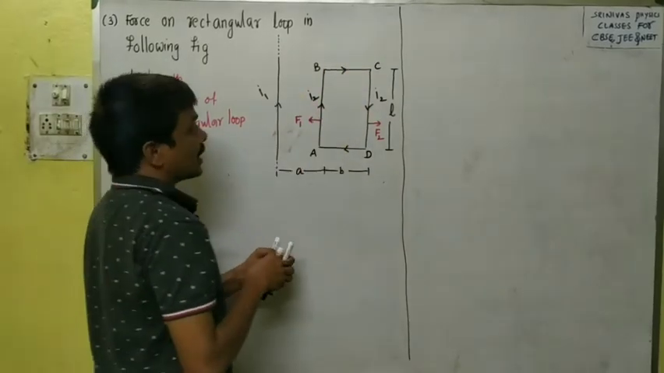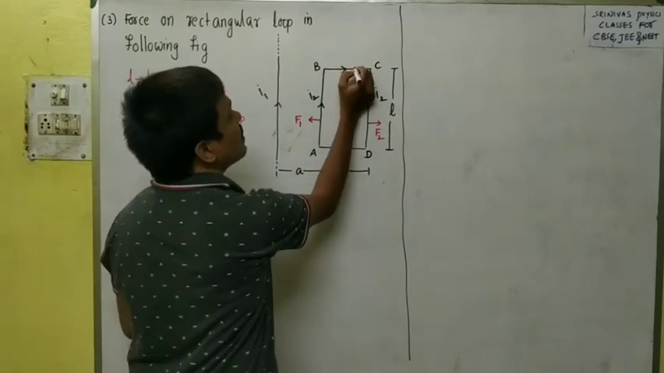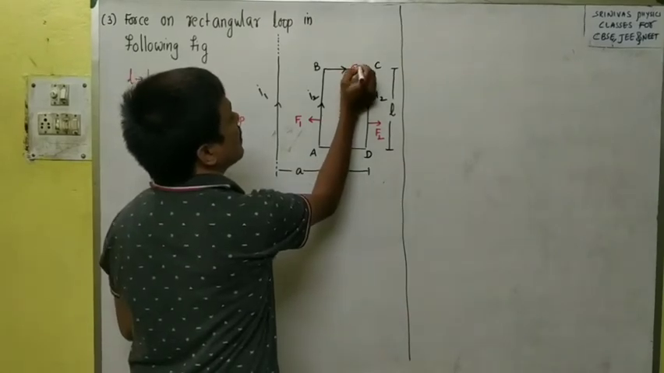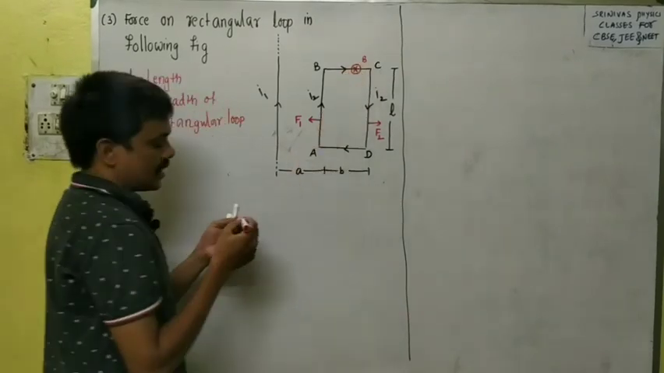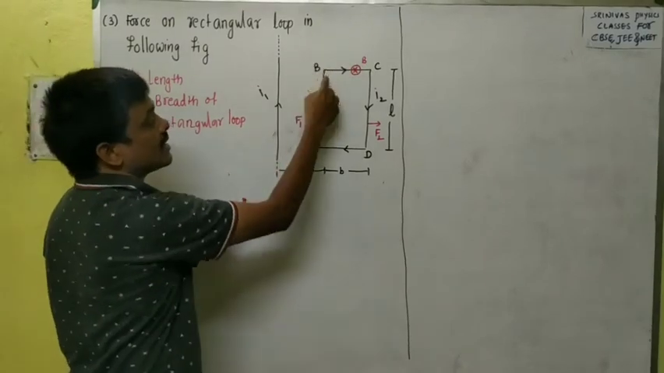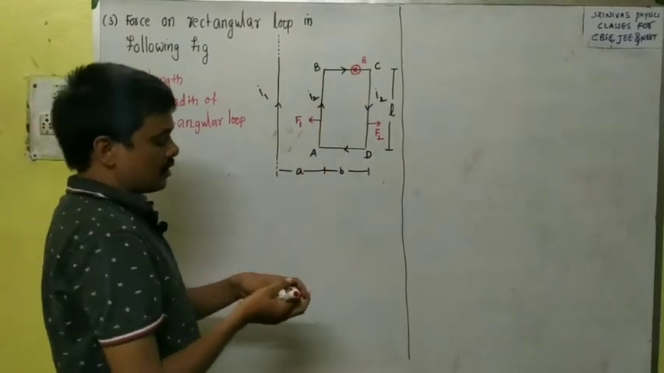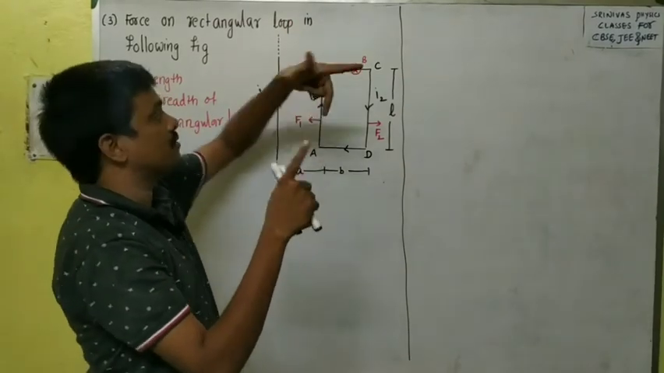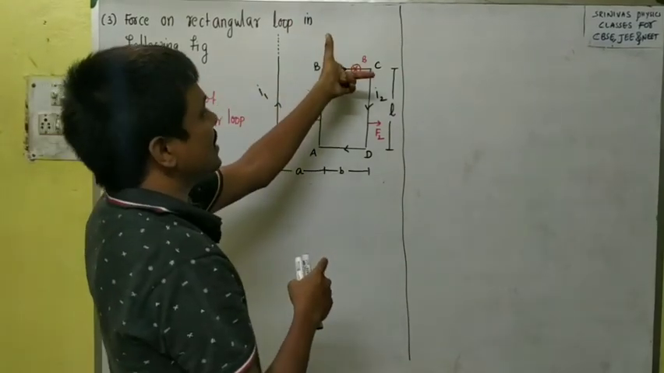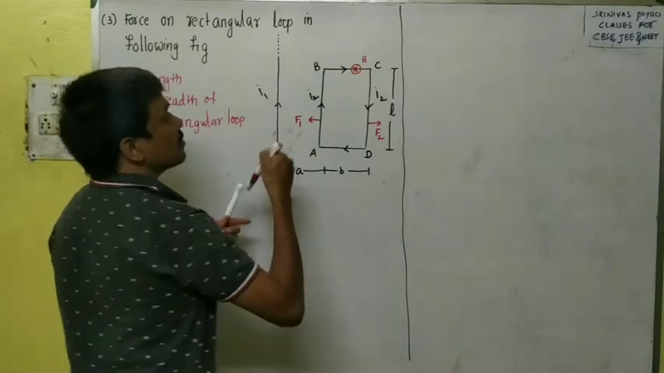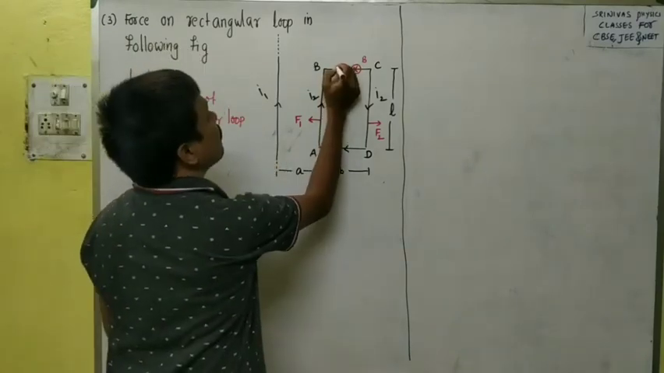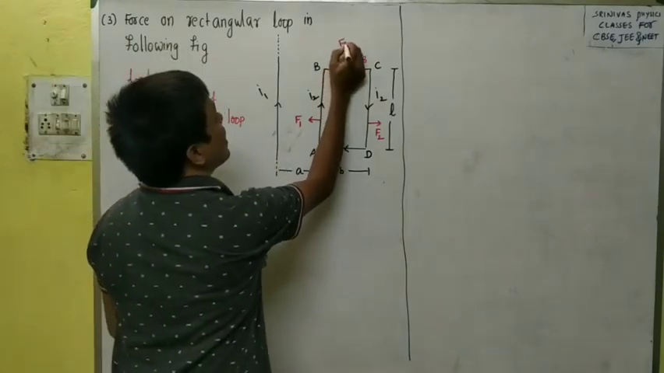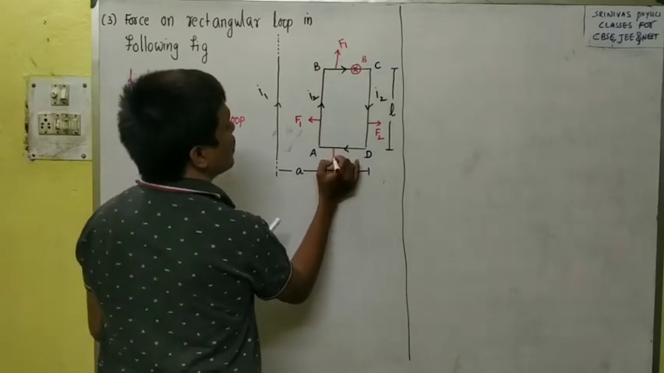Now the magnetic field here is inward, and the current is to the right on the BC loop. Then you have to use Fleming's left hand rule. First you arrange the forefinger in the direction of the field, inward. Current is to the right, force is upward. That means the force on this loop is upward and the force on this loop is downward.